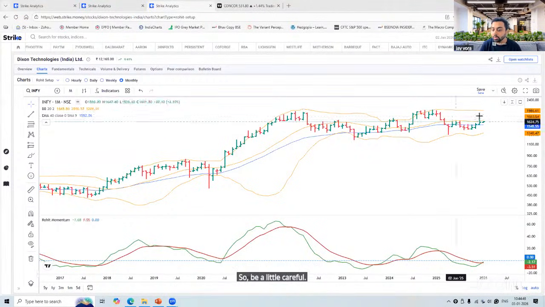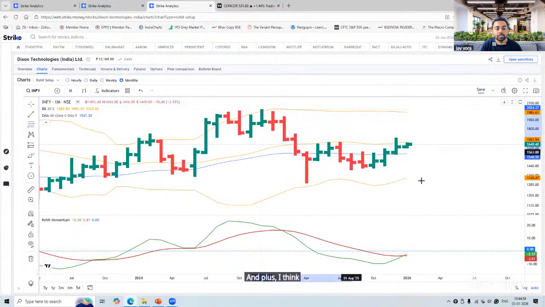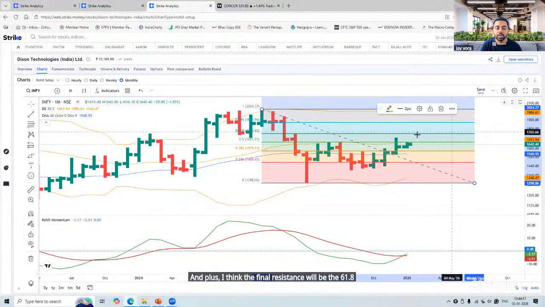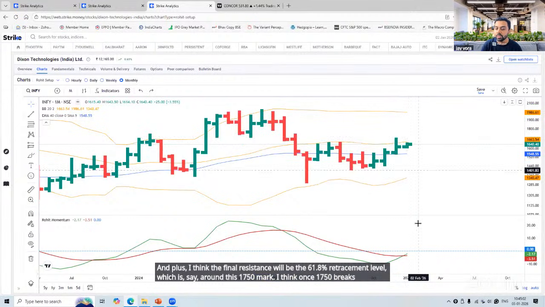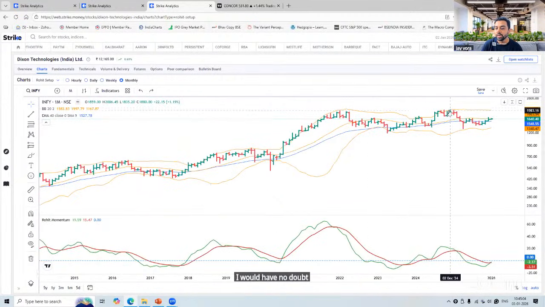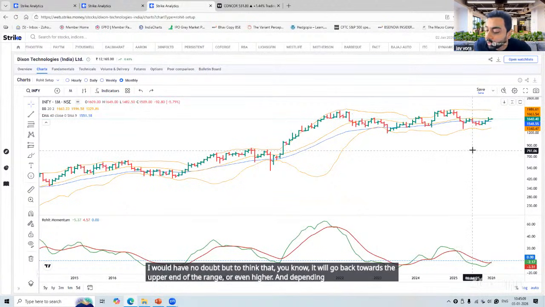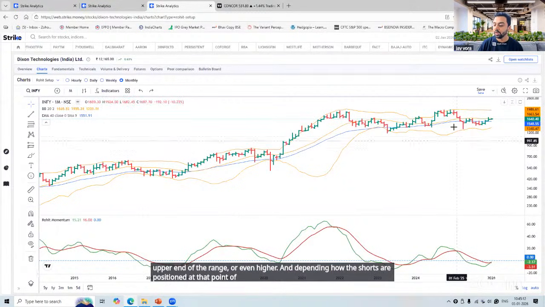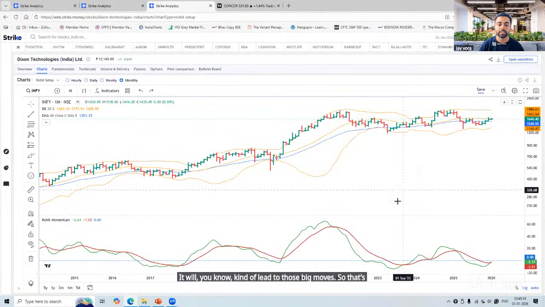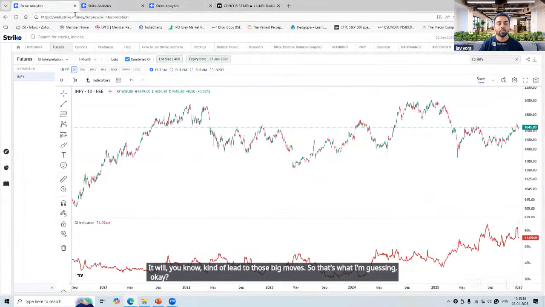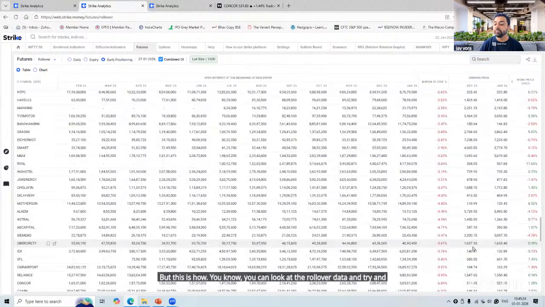Because it is also now running into resistance, and I think the final resistance will be the 61.8% retracement level, which is around this 1750 mark. Once 1750 breaks on the upside, I would have no doubt but to think that it will go back towards the upper end of the range or even higher. And depending on how the shorts are positioned at that point of time, it will lead to those big moves. So that's what I'm guessing. But this is how you can look at the rollover data and try to understand what is happening.